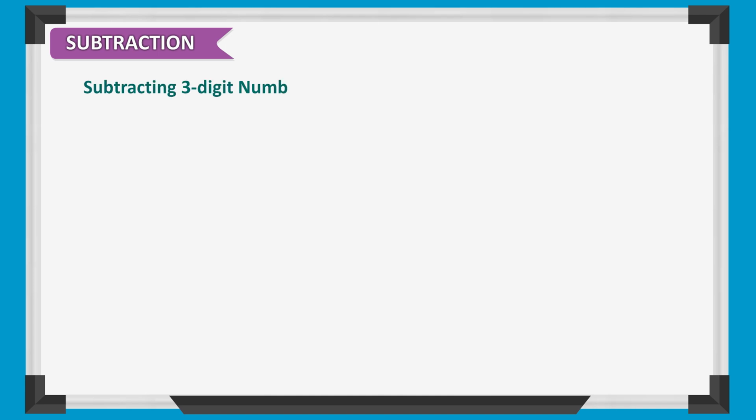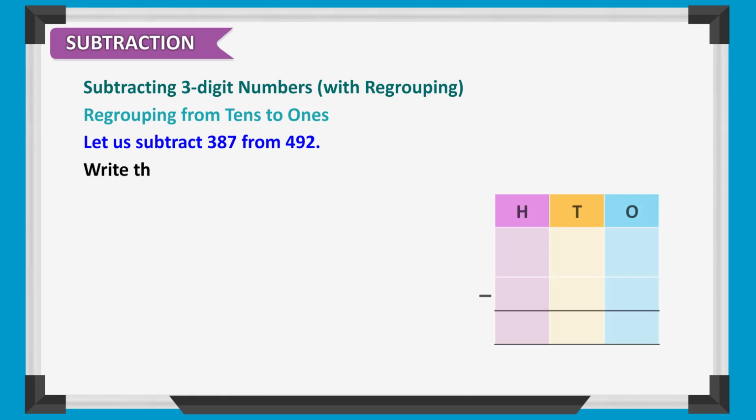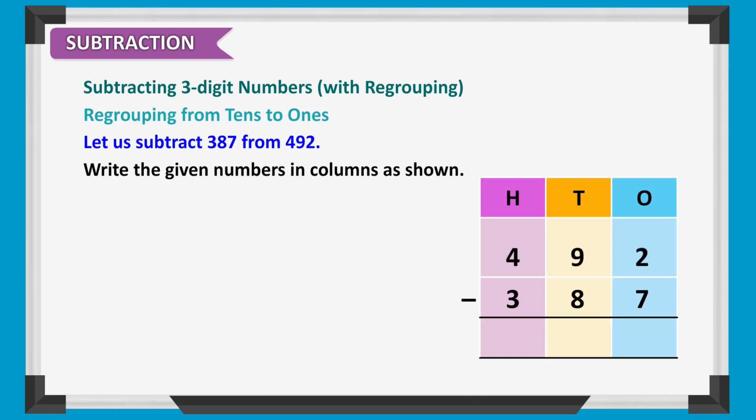Subtracting 3-digit numbers with regrouping. Regrouping from tens to ones. Let us subtract 387 from 492. Write the given numbers in columns as shown.